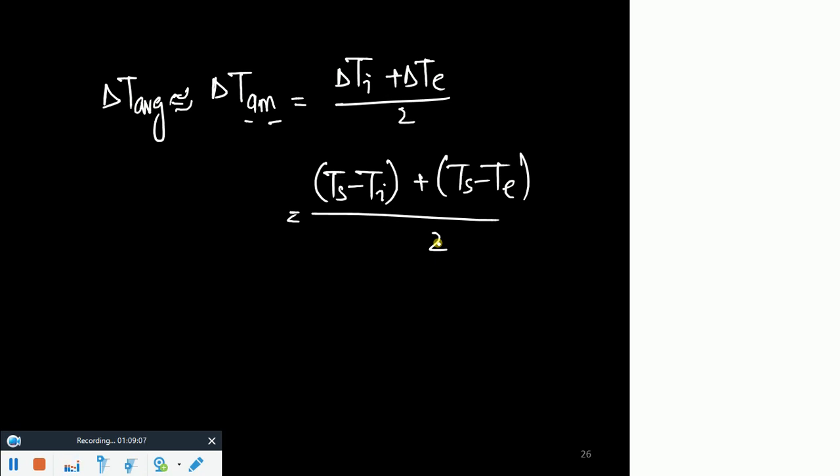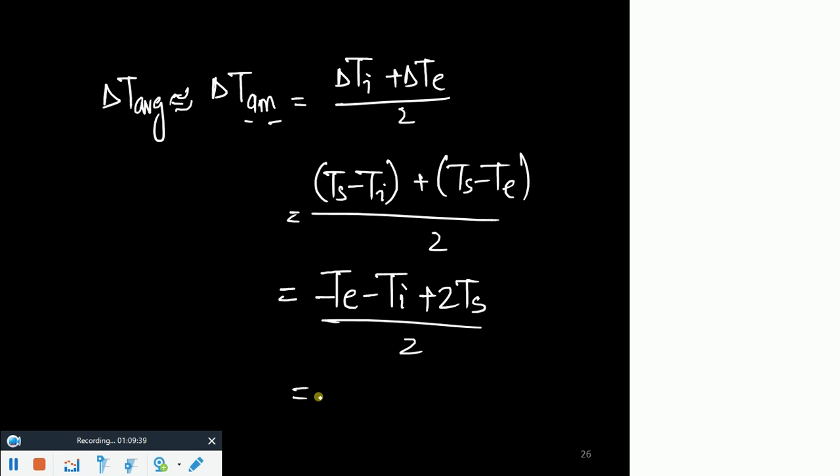So what you can do is, by the way, if I just write it down, this comes out to be equal to Ti minus Te plus 2 Ts minus Te. So did I write it down correctly? Anyways, we don't get anything out of it. I just wanted to see what is the variation, but I could not get anything out of it.